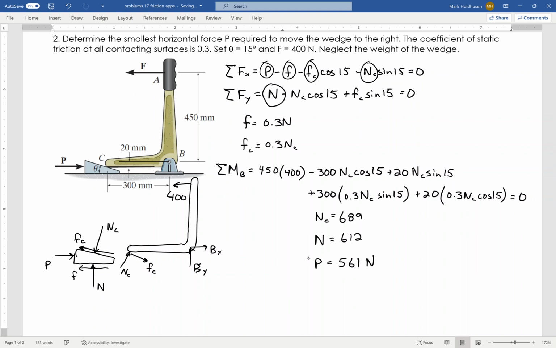561 newtons. Okay. So again, with the wedge, break it up into pieces, treat it like a machine. Okay. And then recognize that for that thing to start moving, everything's at that maximum friction force. That's the smallest amount that's needed to get motion to start. And that's what we apply in there. Okay. You can have a whole series of equations that you can solve for the unknowns that you're looking for.